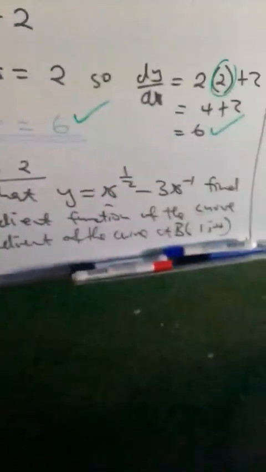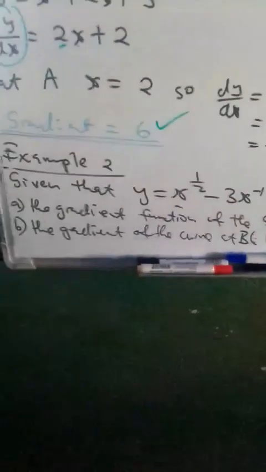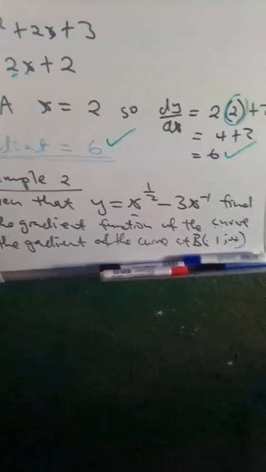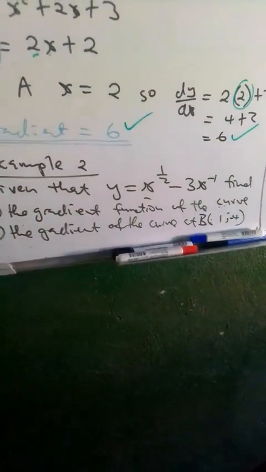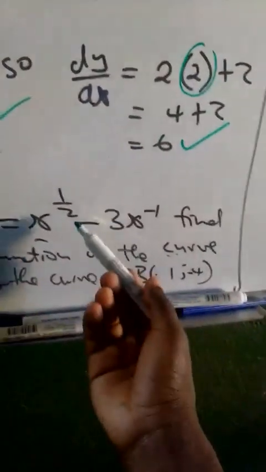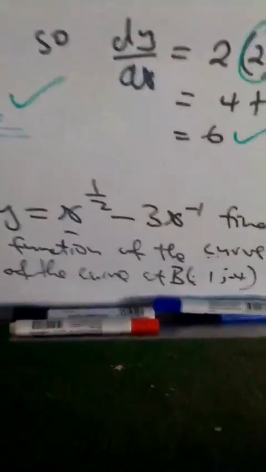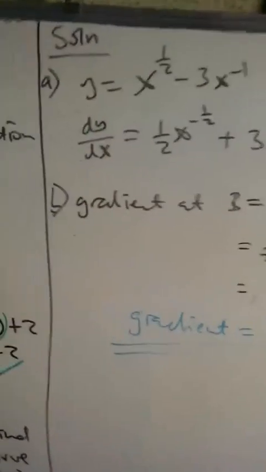Example 2. Given that y is equal to x to the power half minus 3x to the power minus 1, find the gradient function of the curve, and the gradient of the curve at point B(1, -4). Right, so I've put in a slightly different function here: x to the power of a fraction, which is half, and x to the power of a negative value. You just apply the same principles when differentiating.